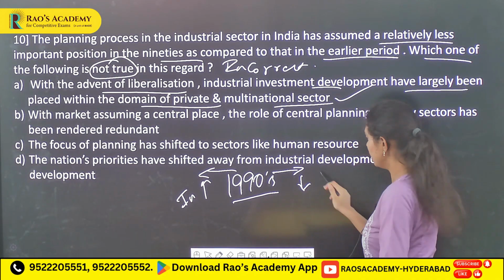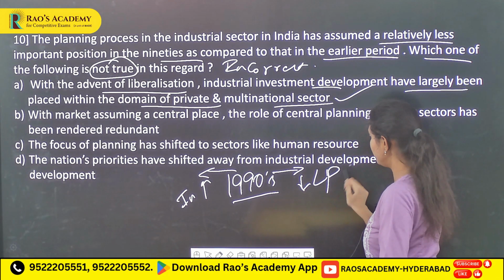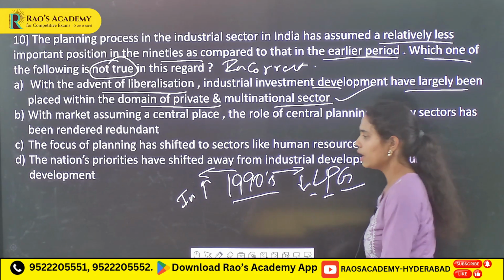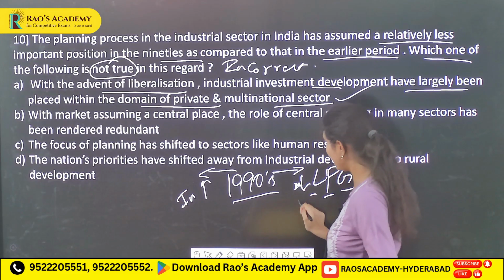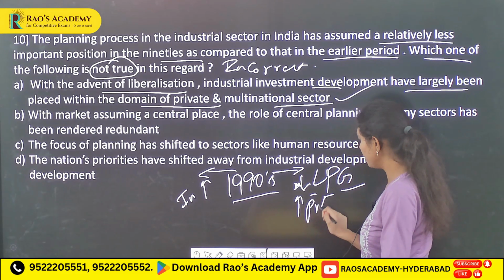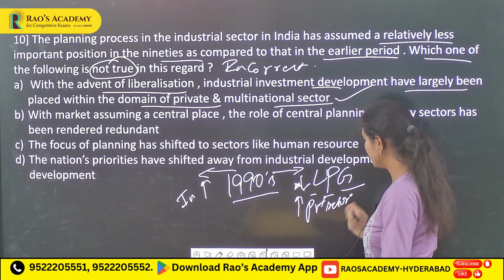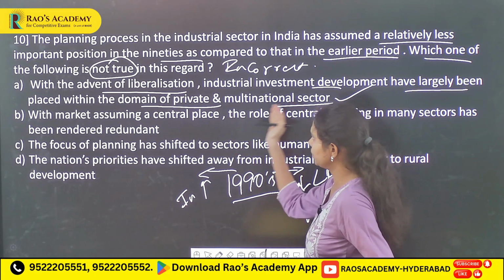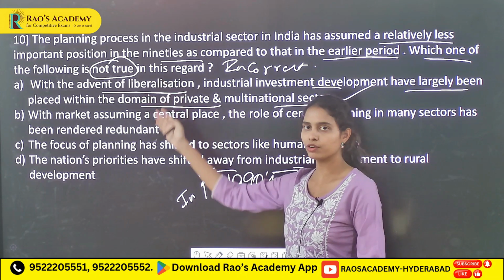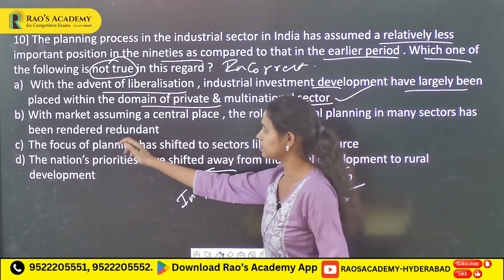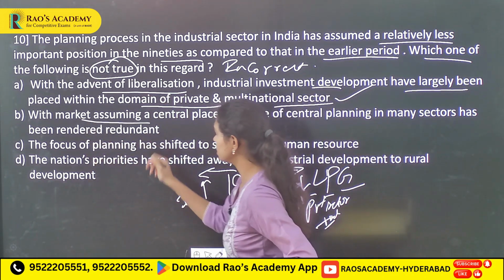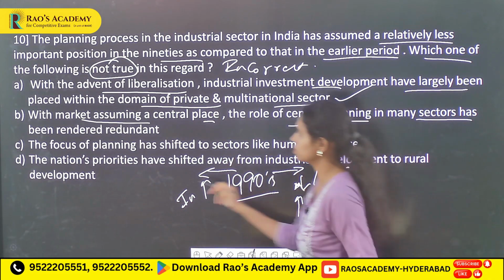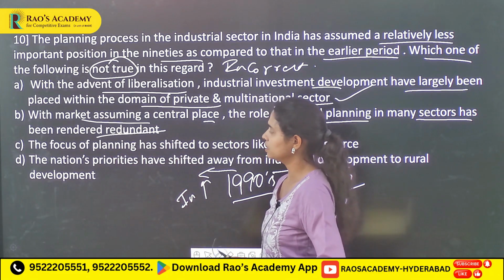1990 the government has introduced the LPG reforms, that means the liberalization, privatization and globalization reforms, and these reforms have greatly promoted the private sector in the industries. So, it is a correct statement, but here it has asked which of the following is an incorrect one. So, let us read the remaining ones. With the market assuming a central place, the role of central planning in many sectors has been rendered redundant, which is also a correct statement.